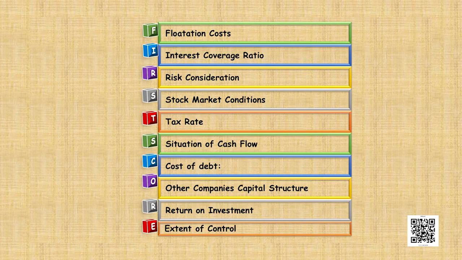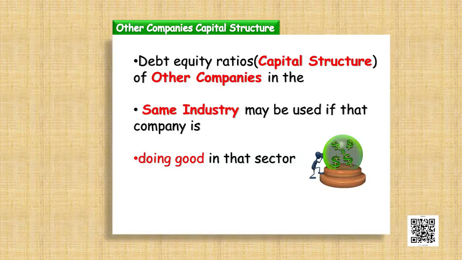The next factor is the capital structure of other companies. So, the debt equity ratio of other companies can also be seen. That is, companies which are in the same industry may use the same amount of capital structure.